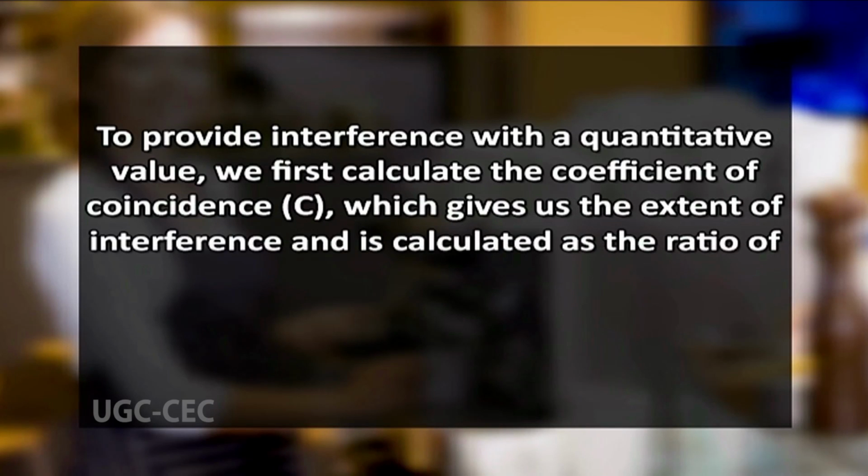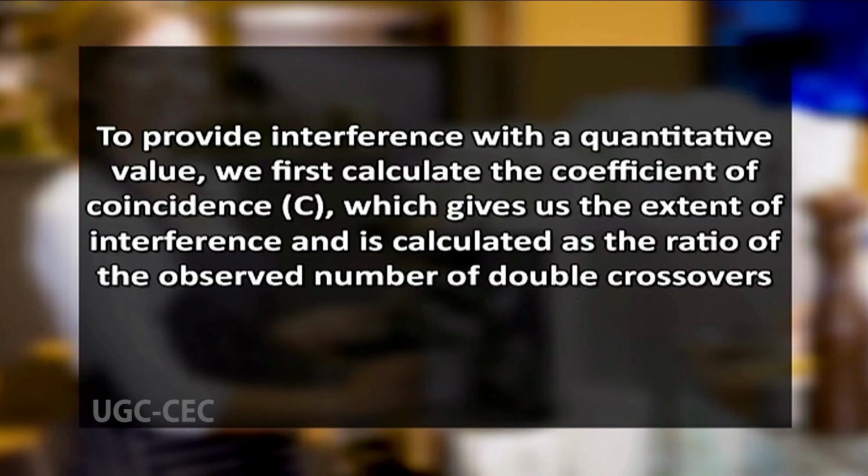To provide interference with a quantitative value, we first calculate the coefficient of coincidence, C, which gives us the extent of interference and is calculated as the ratio of the observed number of double crossovers to the expected number. The equation is C, coincidence, is equal to the observed number of double crossovers divided by the expected number of double crossovers. Then the interference, I, is expressed as I = 1 - C.